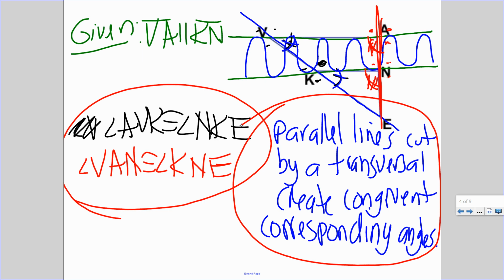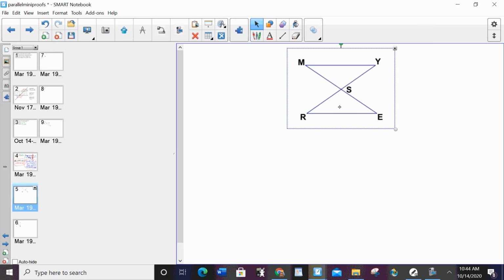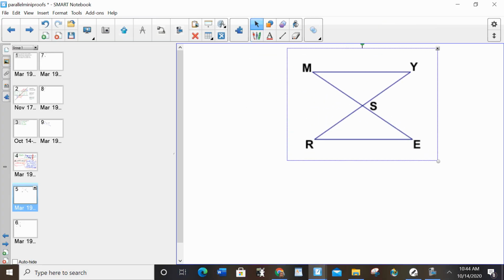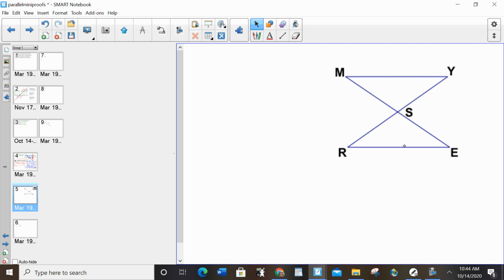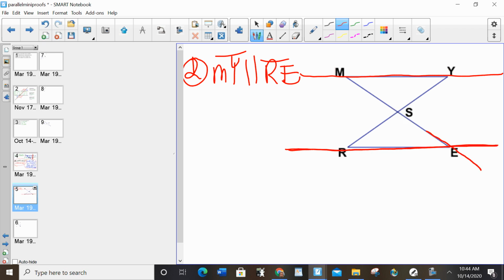Let's try another example. It might take a little bit for you to get this, but as long as you do what I ask you to do, you extend the parallel lines, you follow and extend your transversal, it comes together pretty nicely. So this is number 2. I told you that MY was parallel to RE. So we're going to extend our parallel lines, and then we're going to find and extend our transversal. I see 2 transversals. I'm going to do one at a time. I'm going to start with that one.